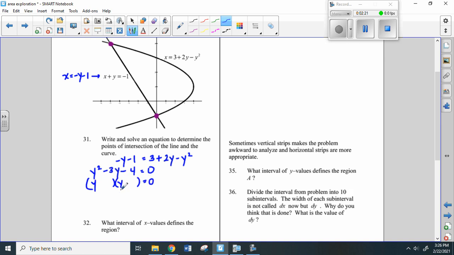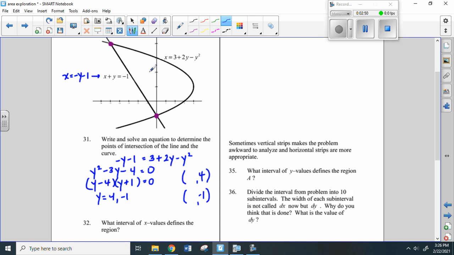All right, let's see. What multiplies to -4? So 4, -4, and +1. And so then when I solve, I get +4 and -1. Okay, but those are just the y values of 2 points of intersection. Then I need to find the x values that go with each one of those y values.